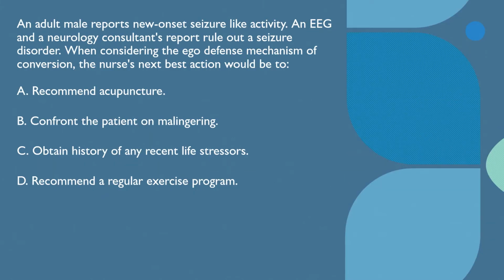An adult male reports new onset seizure-like activity. An EEG and neurology consultants report rule out a seizure disorder. When considering the ego defense mechanism of conversion, the nurse's next best action would be to: A. Recommend acupuncture. B. Confront a patient on malingering. C. Obtain history of any recent life stressors. D. Recommend a regular exercise program.